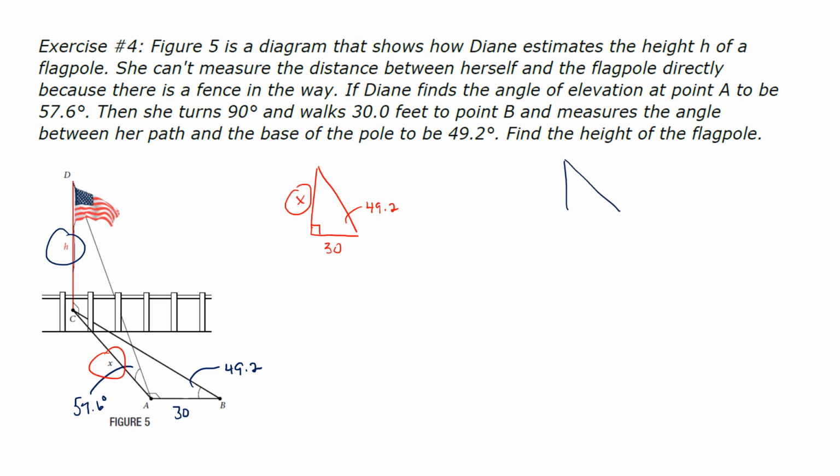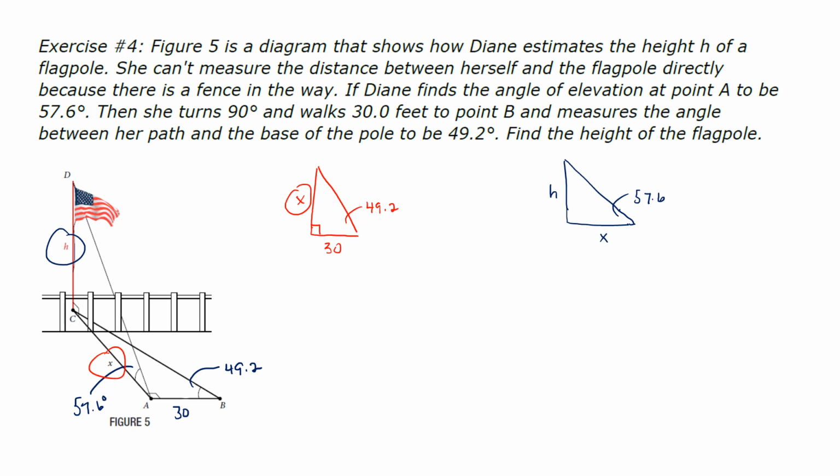Once we found x, then we can find h, because x is also the base of our second triangle, where our angle measure here is 57.6 degrees. We're trying to find H, and the bottom here is X. So once we find X, then we're able to find H.